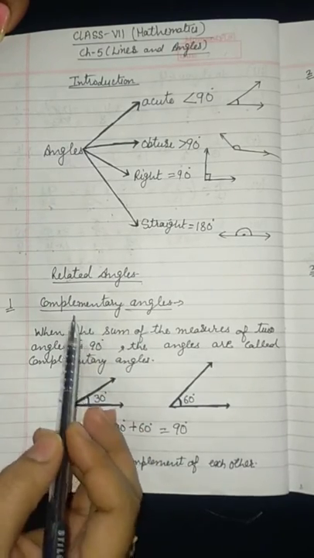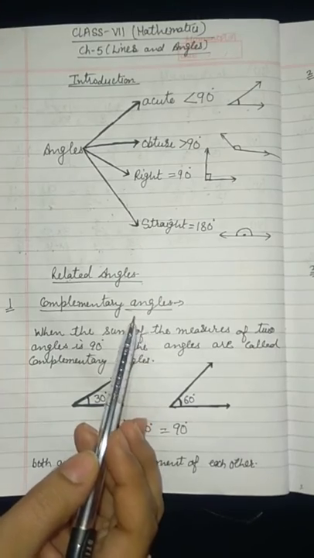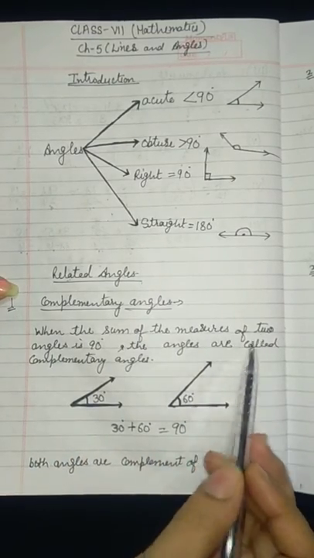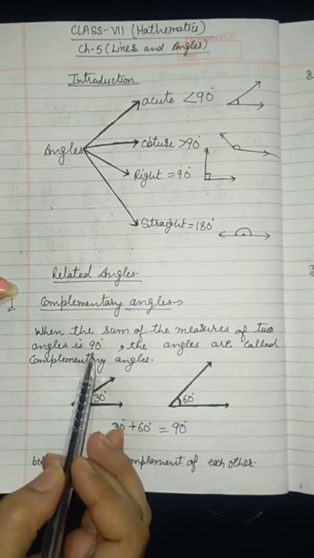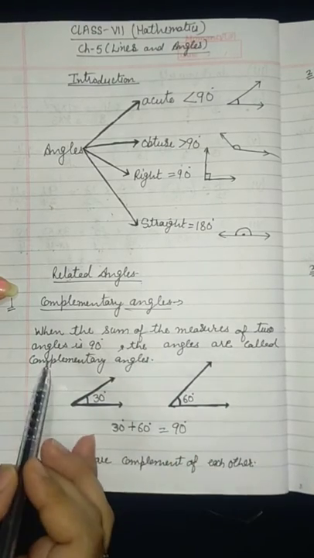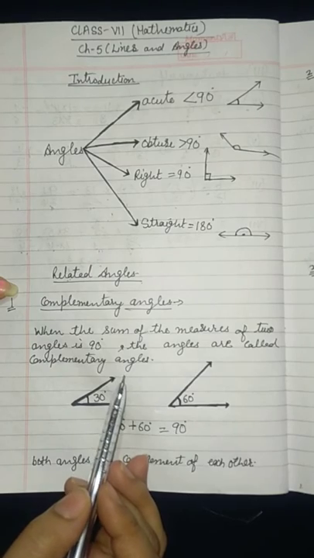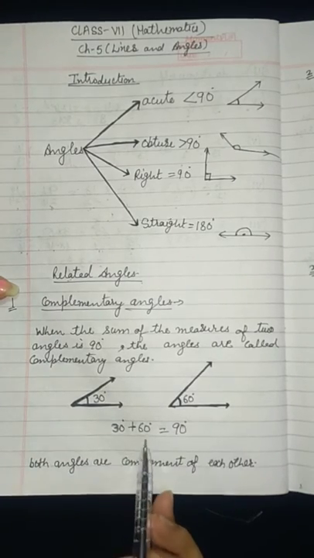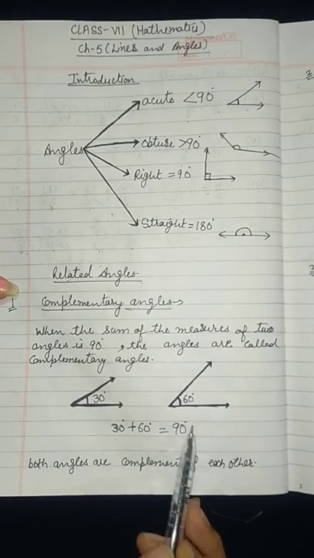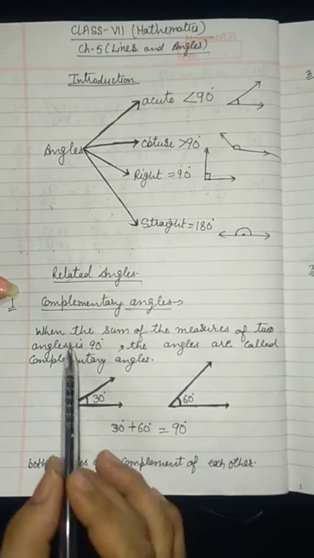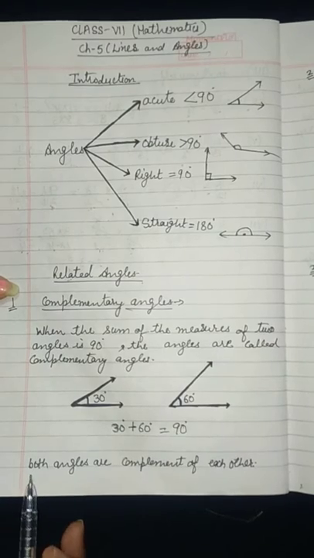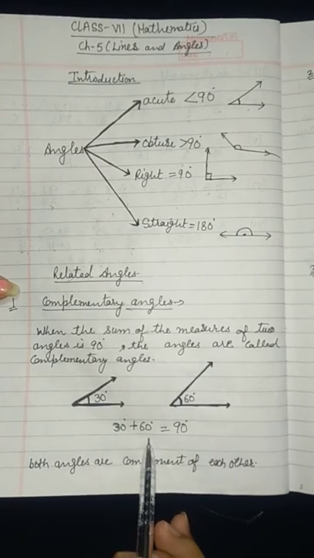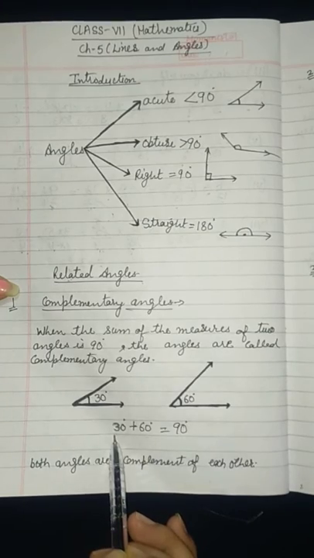The very first one is complementary angle. See, what are complementary angles? When the sum of the measures of two angles is 90 degrees, the angles are called complementary angles. Means when we add two angles, let's say 30 and 60, the sum is 90 degrees, and that is called complementary angle. And both angles are complements of each other. Means 30 is the complement of 60 and 60 is the complement of 30 degrees here.